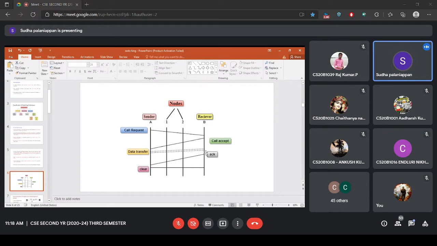And this is the acknowledgement given by the receiver upon receiving the messages from A. Once it finishes sending all the data and messages, it can send a clear signal if it wants to disconnect from the receiver B. So this is the form of communication taken in circuit switching.